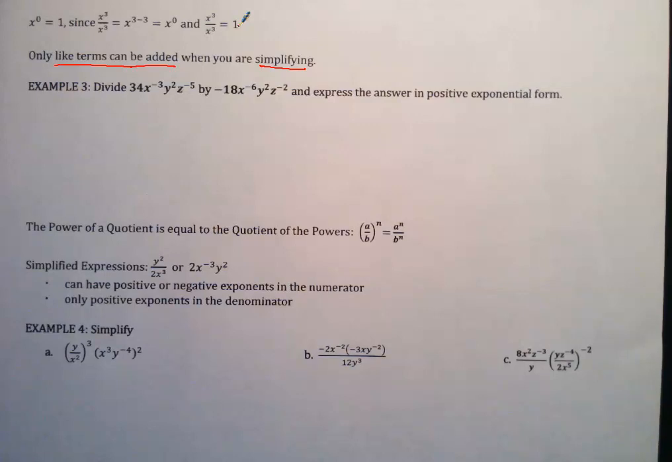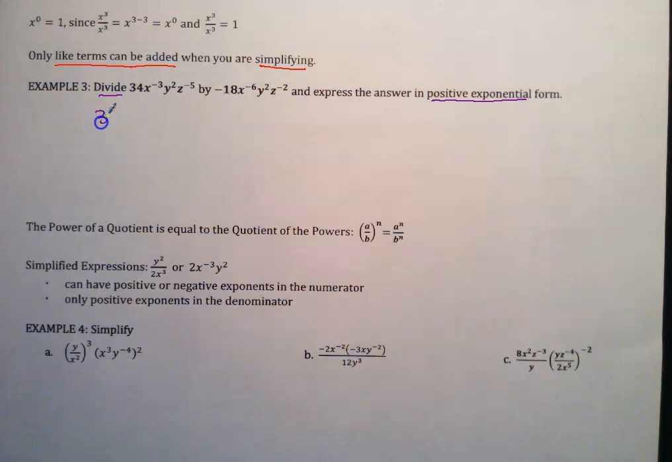So, example 3. We want to divide 34x to the negative 3rd, y squared, z to the negative 5th, by negative 18x to the negative 6th, y squared, z to the negative 2, and express your answer in positive exponential form. So we want positive exponents. Do you want to write it out as a fraction, or piece it together as we go, like we had been doing? Just piece it together? Okay.